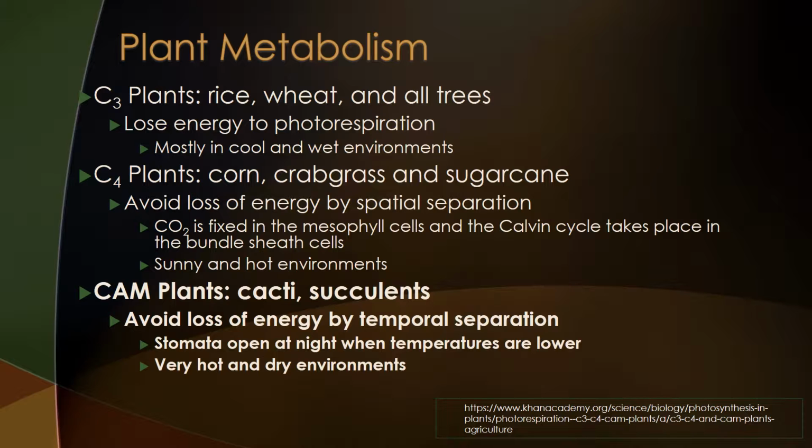And then these are the ones we're talking about today, CAM plants: cactus, succulents, stone crops, aloe, jades. All these plants use a very cool evolutionary method of temporal separation. Their stomata open only at night, when the temperatures are cooler, and so they don't lose as much water by being open. And these are the very hot, dry environments.